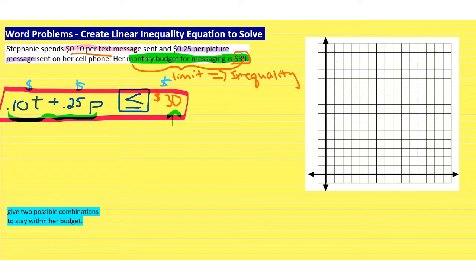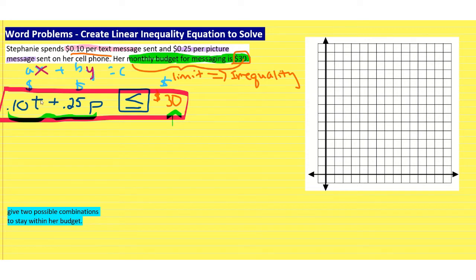Okay, so this format right here, this is actually standard form, Ax plus By is equal to C, but that's not as convenient to graph, so we are actually going to turn it into the slope-intercept form, so it's a little bit easier to graph. Okay, so let's look here. The t's are equal to the x's. My p's are going to be equal to my y's.